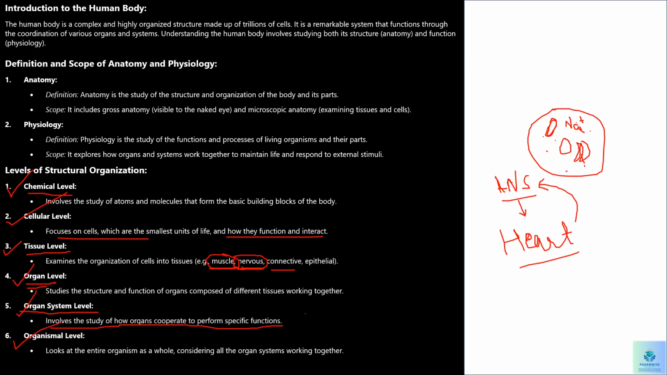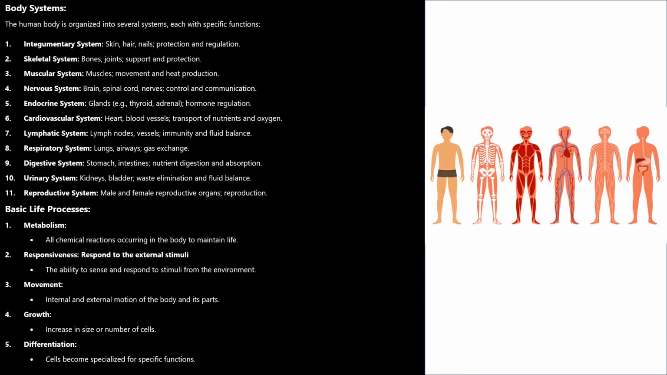And finally we come to the organism level, which looks at the entire organism as a whole, like a human body, considering all the organ systems working together. Likewise, there are several organs which cooperate and form the organism. All systems combine together and form the organism, or a human in this particular case. So let's move on. I think it's clear.